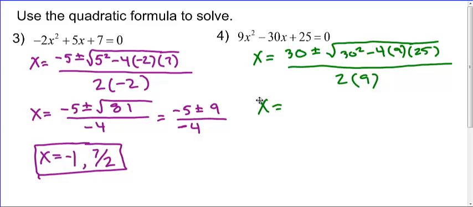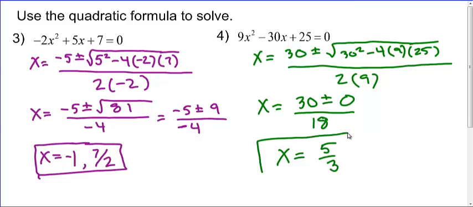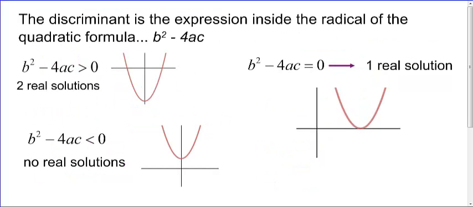30 squared minus 4 times 9 times 25, and I get the number 0. Well, that's interesting. It doesn't matter if we add or subtract 0. It's still 0. So all we have here is 30 divided by 18, which would be 5/3. So folks, what we have going on here is a graph that touches the axis at 5/3, but it doesn't cross. We actually saw that earlier in this chapter. Perfect square trinomial is the situation there.